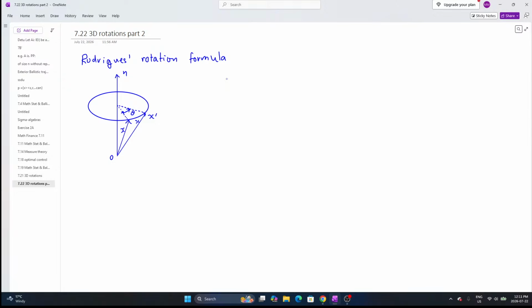And the formula, I will just give it out as follows. So x prime is x times the cosine of theta plus n cross x times sine of theta plus n times n dot x times 1 minus cosine of theta. Okay, so let's take a look at the proof.